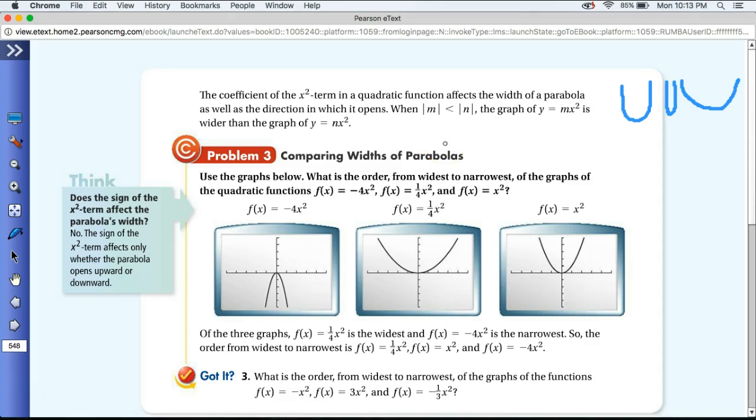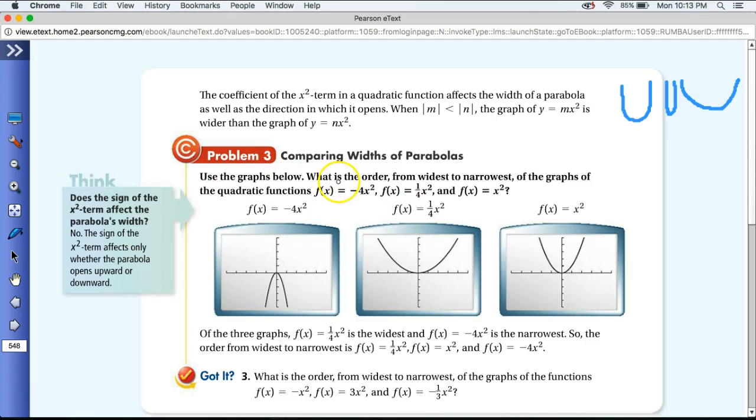It has to do with the coefficient, in other words, the a value, the number in front of the x squared. Positive or negative has no effect. Let me repeat that: positive or negative has no effect on the width. The only thing that positive or negative affects is whether it is right side up or upside down. It has 0 effect on the width. Okay? So that being said, here's what we're doing.